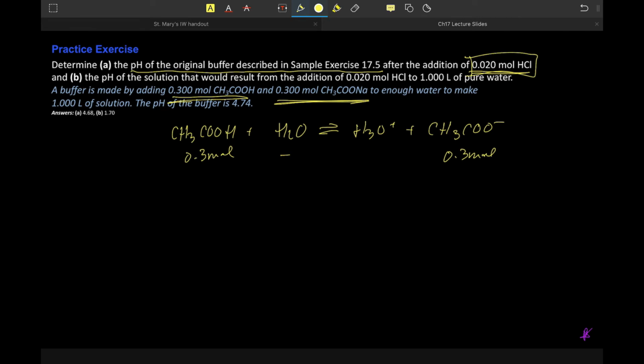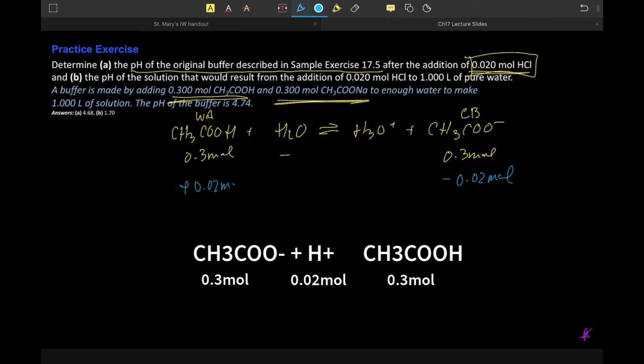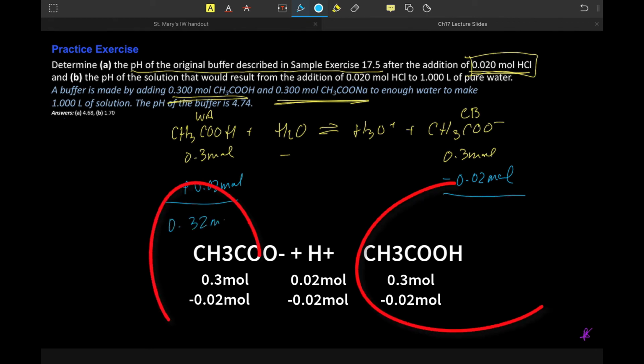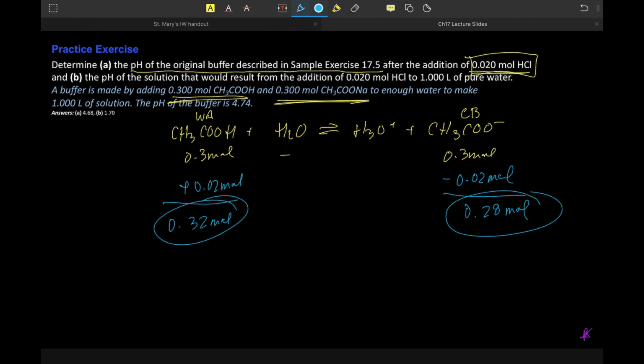What gets consumed? And let's label these, right? So this is my weak acid, and this is the conjugate base, right? Protonated versus the deprotonated. If I'm going to add HCl, which version is that going to react with? Correct, right? So we are going to minus 0.02 moles here. We're going to add 0.02 moles here, right? Which means that now I have 0.32 moles and I have 0.28 moles over there, yes? And those are the new concentrations that we can go plug into our K expression, right?